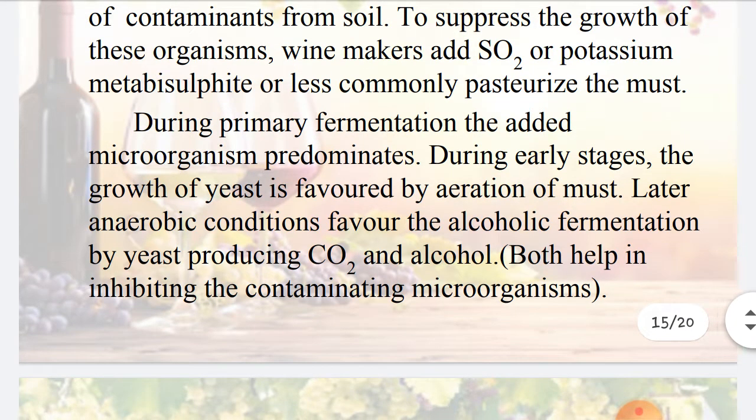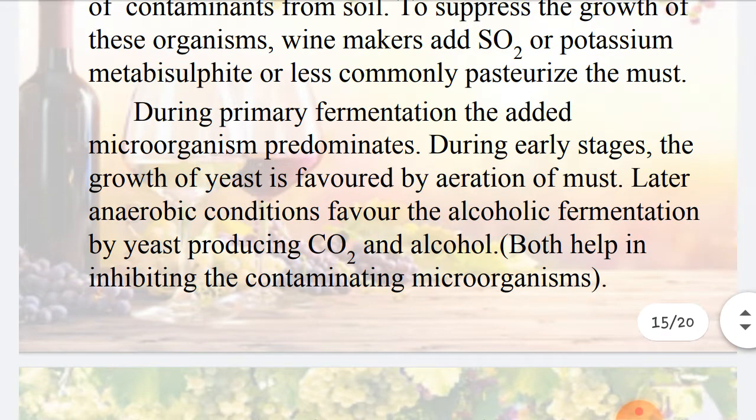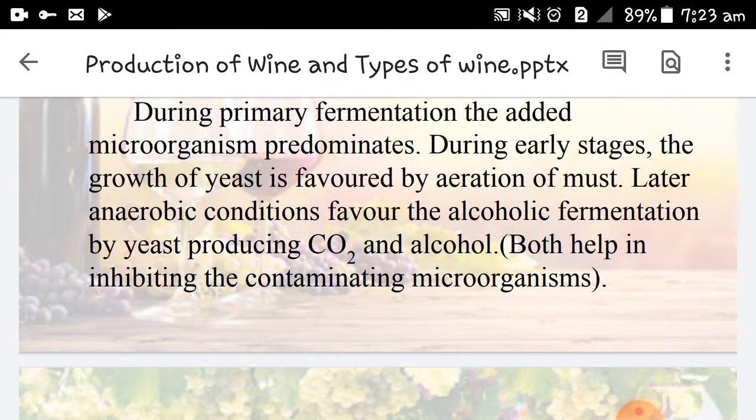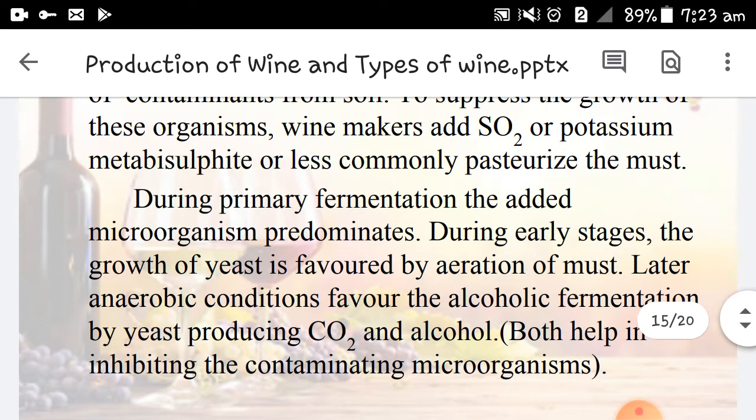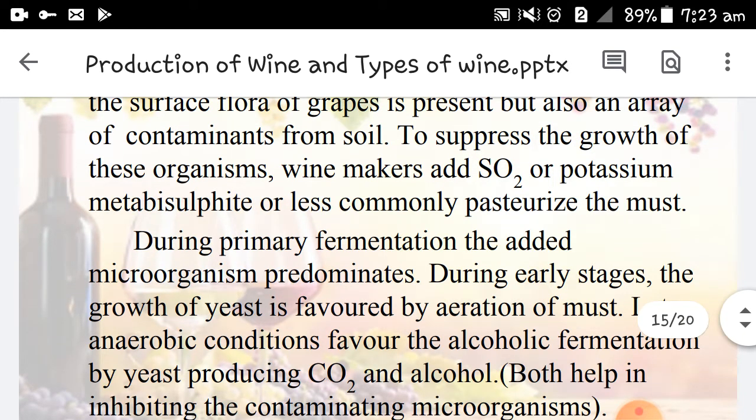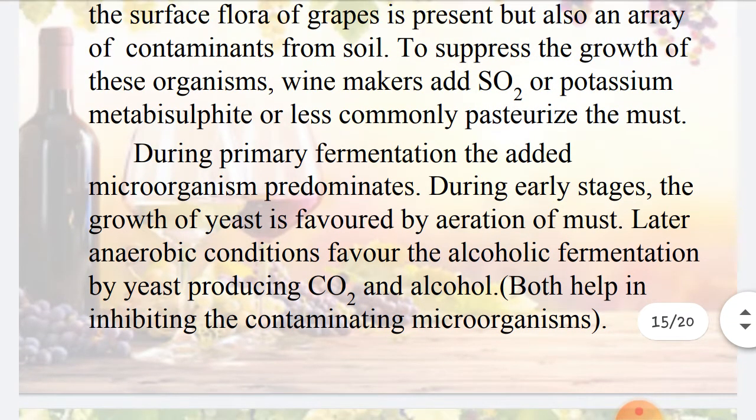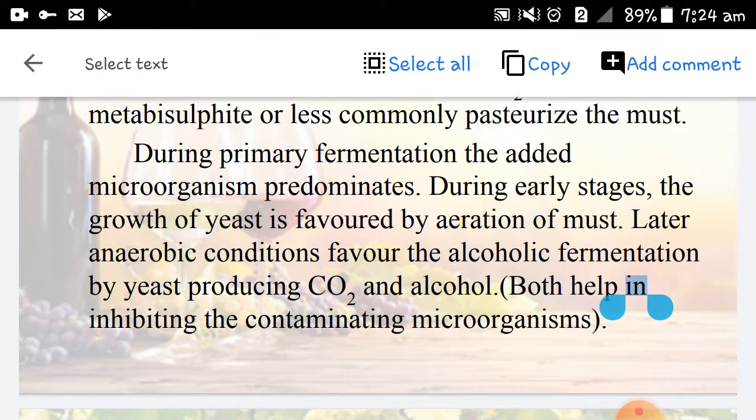So to inhibit the growth of all these contaminating, unwanted microorganisms, winemakers add sulfur dioxide or potassium metabisulfite, or less commonly they pasteurize the must.